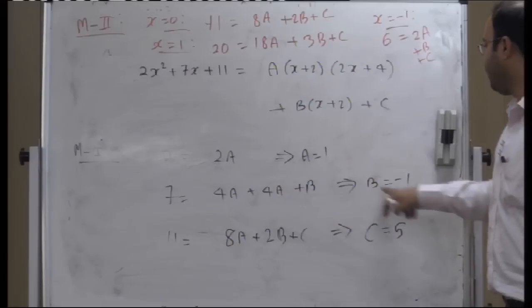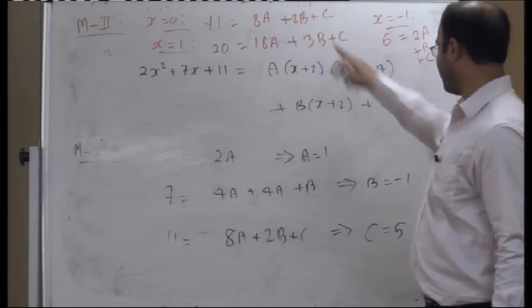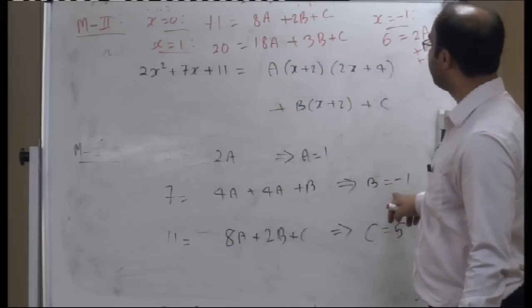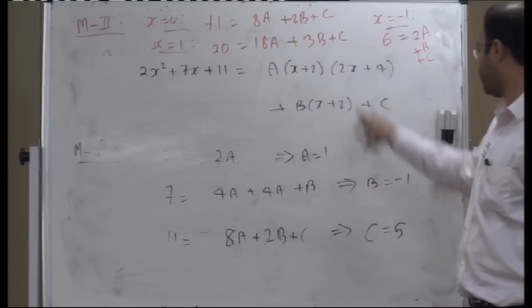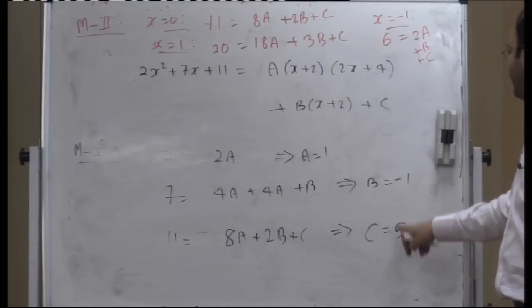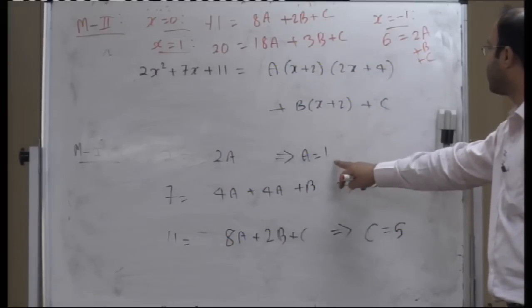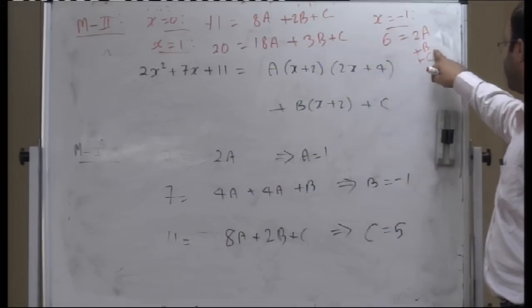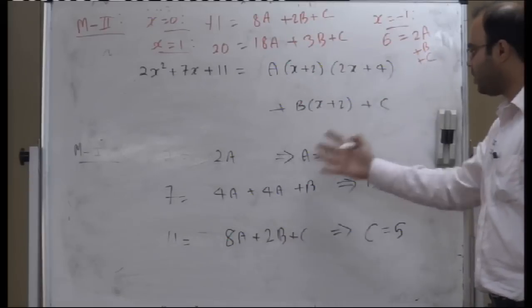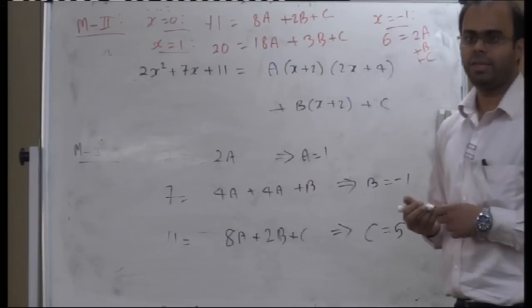a equal to 1, b equal to minus 1, c equal to 5 should satisfy this. 8 minus 2 is 6, 6 plus 5 is 11, it's okay. Another one is 18 minus 3, 15 plus 5, which is 20, it is also okay. And the third one is 2 minus 1, 1 plus 5, that is 6, it's okay. This also gives you the same set of solutions. In that case, you can solve to find a, b and c.